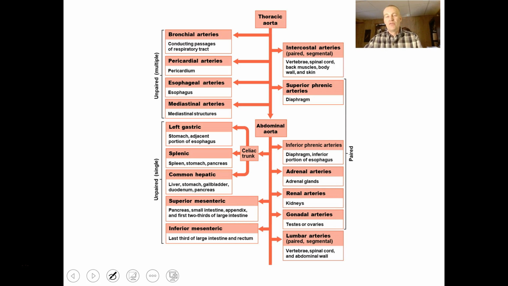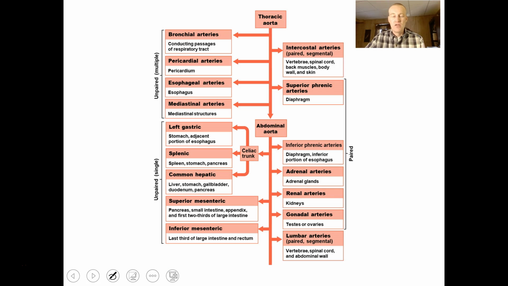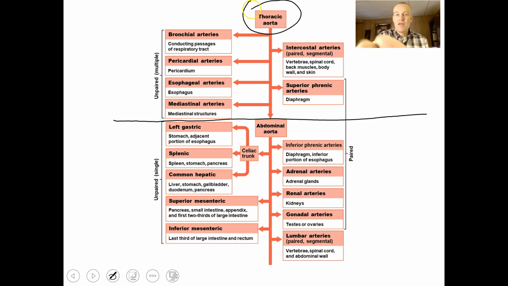These little flow charts are really invaluable, because sometimes when you just look at pictures of arteries or diagrams of arteries, sometimes you lose track of what's going on. But these little flow charts are really very nice. So if I take a look here, the flow chart's divided this way. So we have the thoracic aorta. So coming down, the aorta curves around behind the heart and becomes the thoracic aorta.